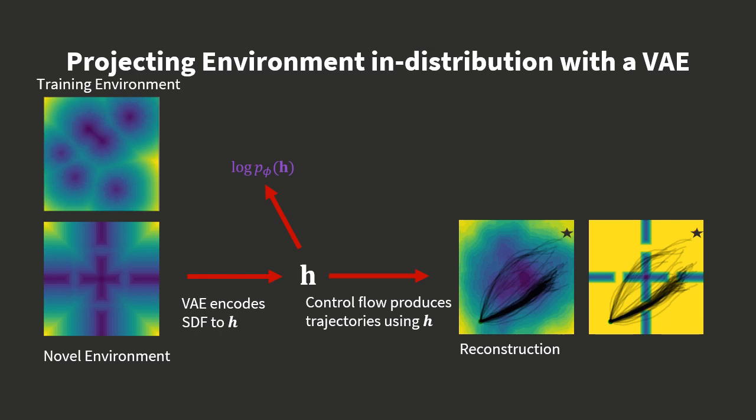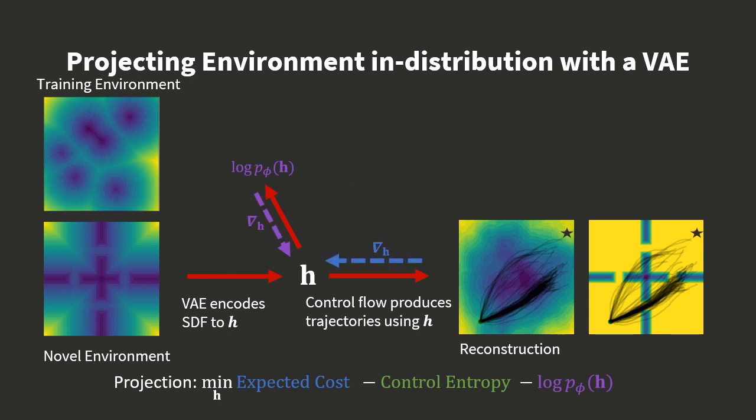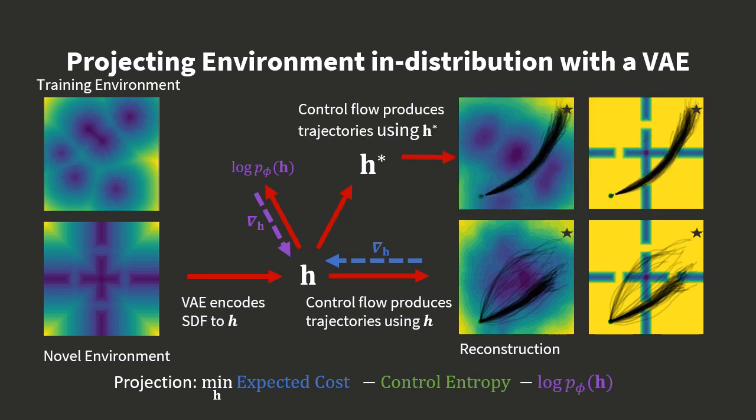Unsurprisingly, many of these are in collision. To do the projection, we combine the OOD score with the cost on the resulting control distribution. This results in a new environment representation which can be used for sampling control sequences. Iteratively running this projection during execution effectively hallucinates an environment that is close to the training distribution while also ensuring the resulting samples are low cost.